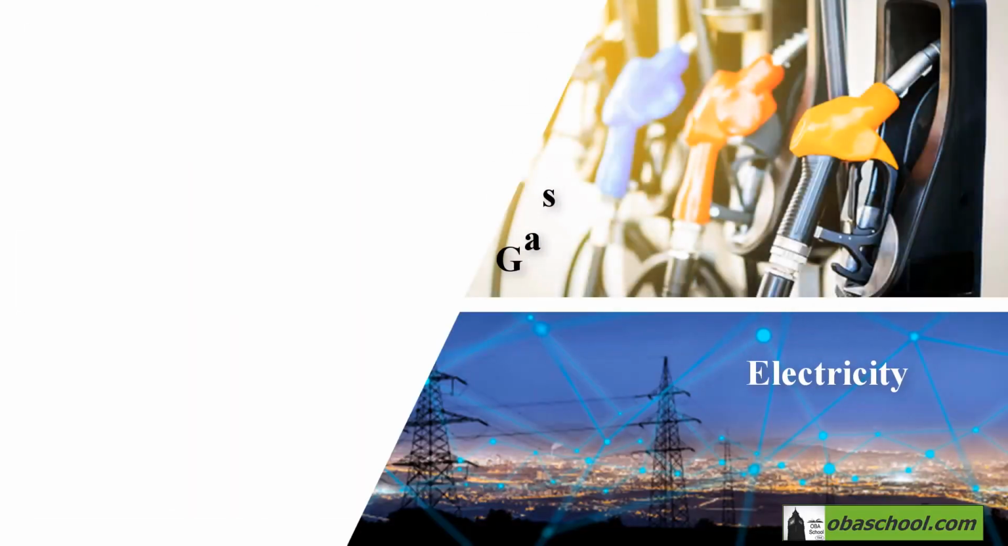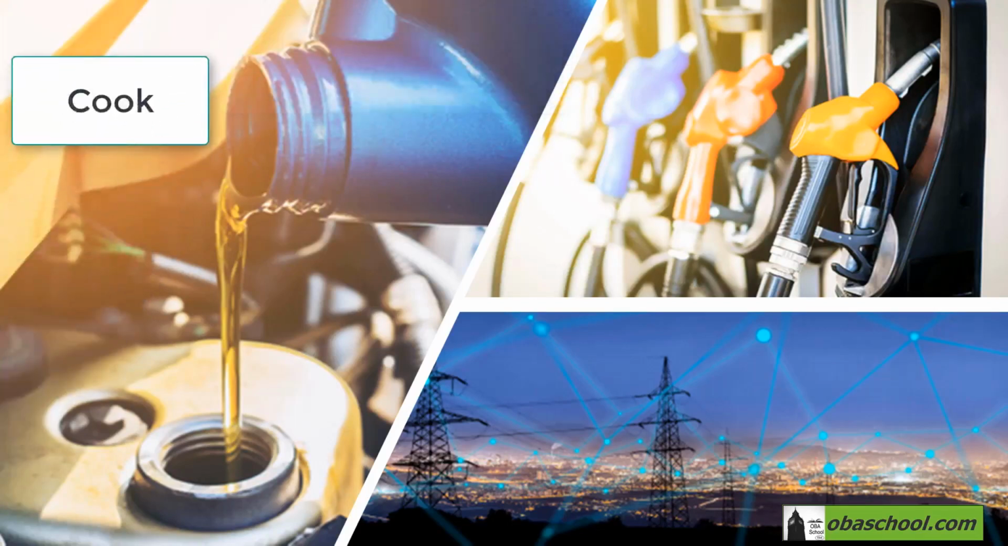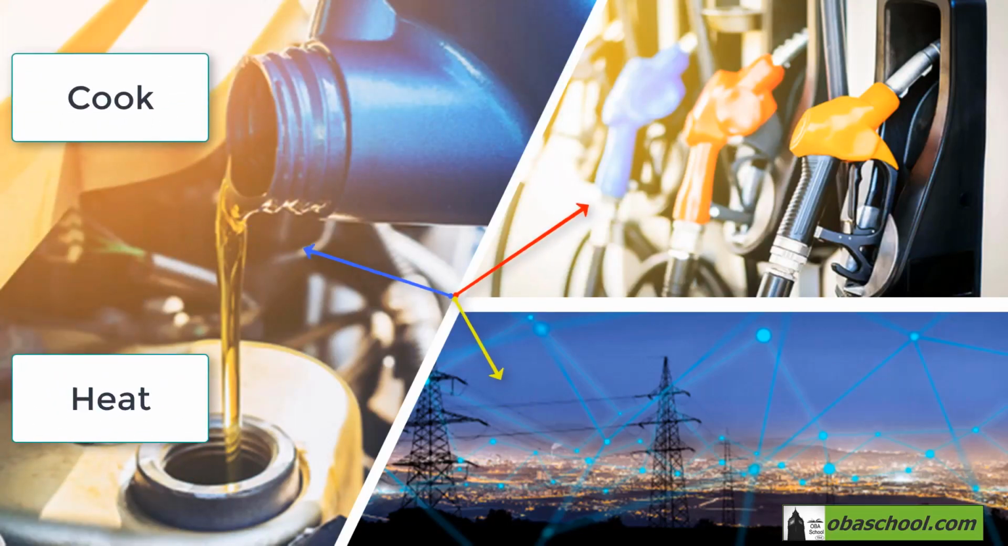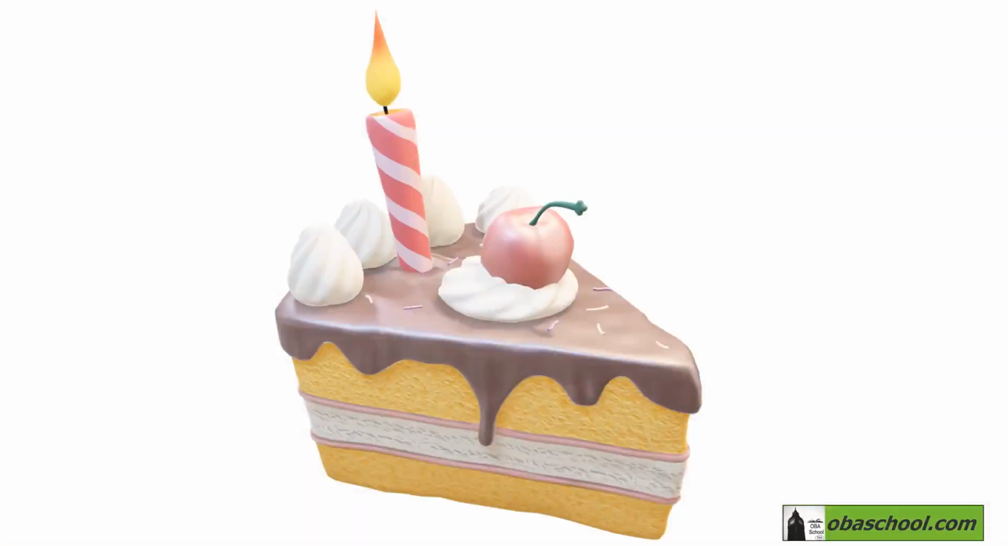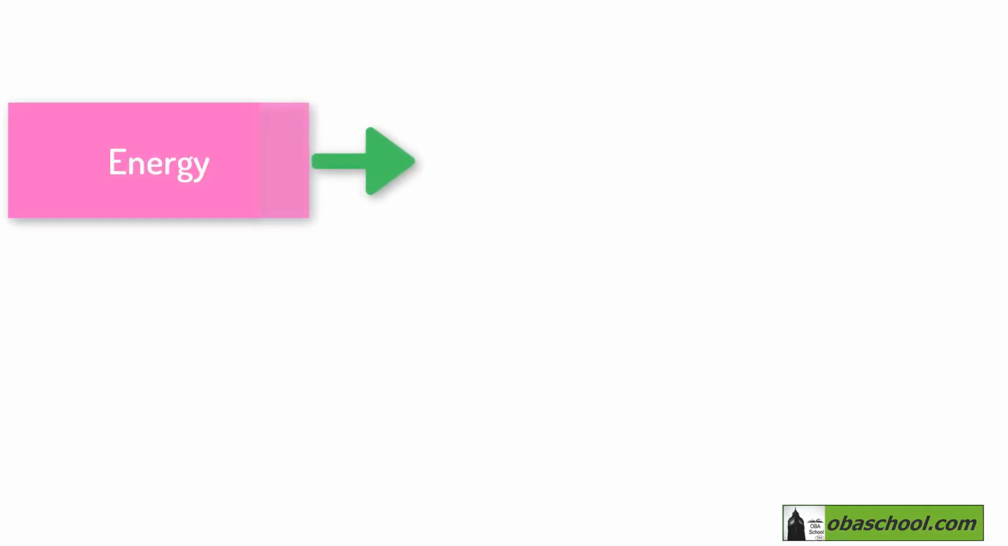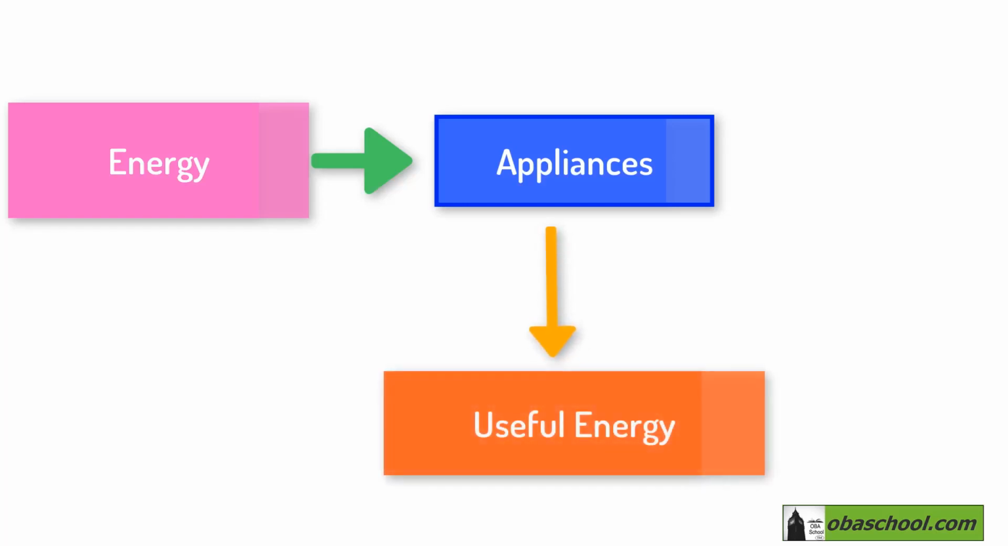Electricity, gas, and oil are the primary sources of energy in our homes. You can cook or heat using these energy sources. For example, you can bake a cake using the gas oven. The energy is transferred to these appliances by the charge which travels across them, which is then transferred as useful energy. However, part of the energy is wasted energy.